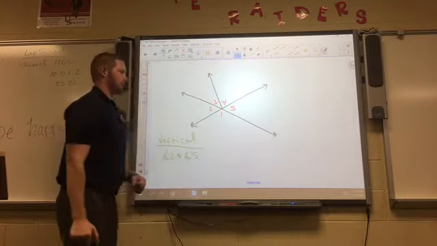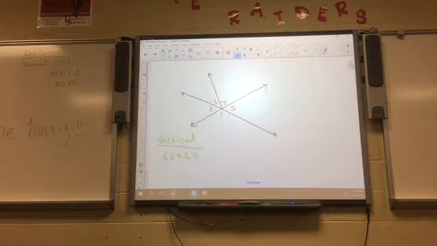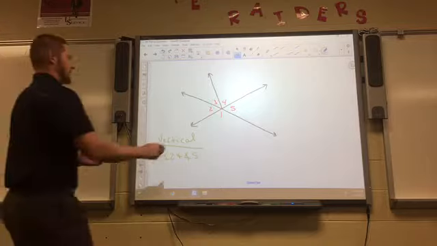Now here's another way to think about it. A little trick. When you get your diagram, you see a bunch of, hopefully you think lines and rays. Okay? Find the ray. Here's the ray, right?